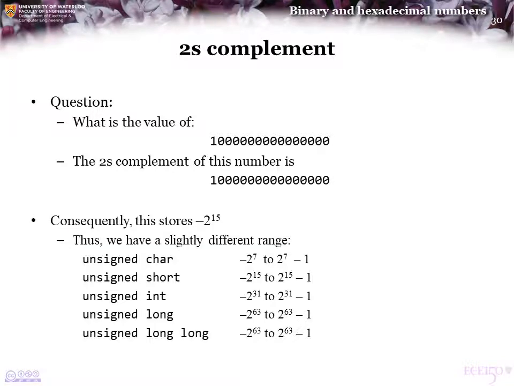Now, if that represents 2 to the 15, then the range of possible values is slightly unbalanced. So for a signed char, we can store numbers from as small as negative 128, but only up until positive 127. For signed short, we can store numbers as small as negative 2 to the 15, but we can only store positive numbers up to 2 to the 15 minus 1. The same for int, long, and, if you're working on a Microsoft compiler, long.